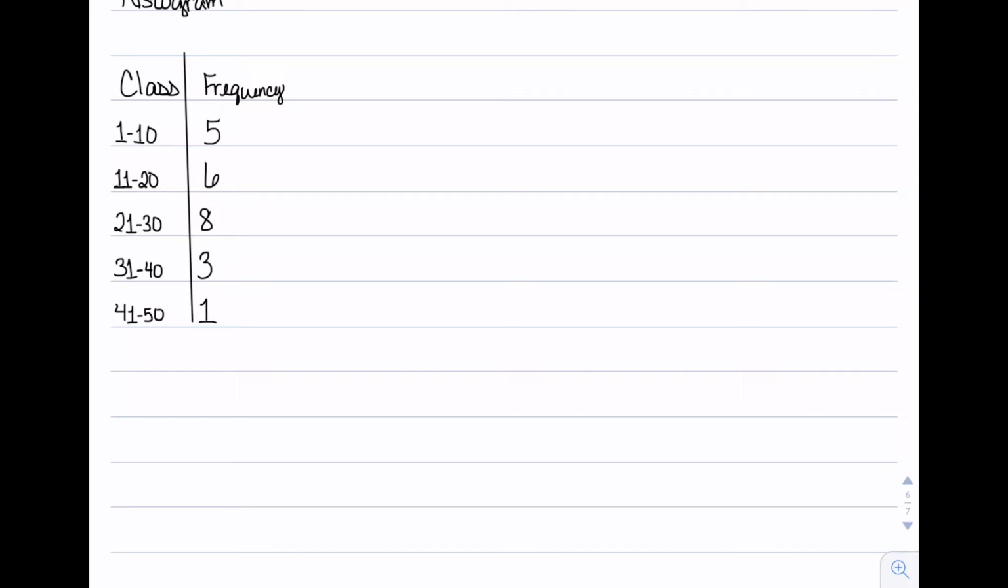And the other one is the classes need to be all the same width. That means I can't have 1 to 10 and then 11 to 15. They all need to be able to have the same width. So when we draw the histogram, which like I said, is very similar to a bar graph, we'll put these classes on the x-axis and the frequency on the y.